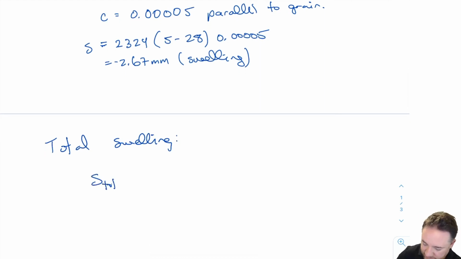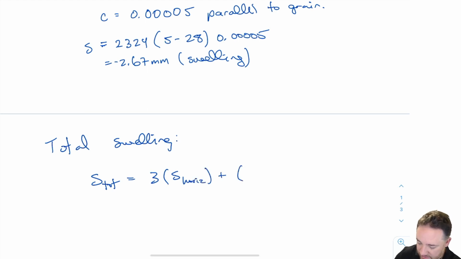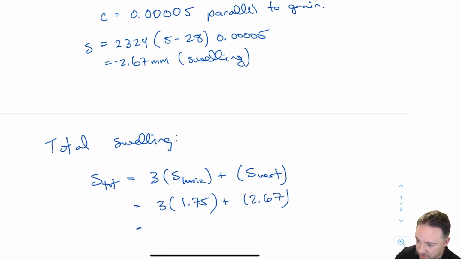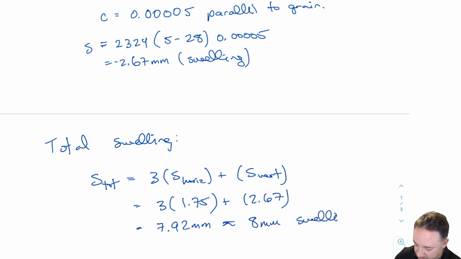S total is going to equal 3 times S of the horizontal members plus S of the vertical members. And we get 3 times 1.75 plus 2.67. All those are in millimeters, and we get 7.92 millimeters, which is equal to about 8 millimeters of swelling. So that's my final answer.